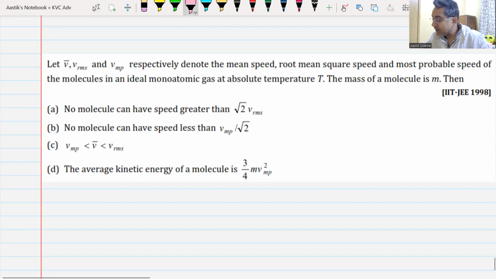No molecule can have speed greater than RMS speed or root 2 RMS speed. Is it correct or wrong? Wrong, sir. No molecule can have speed less than V most probable by root 2. Correct or wrong? Wrong, sir. VMP is less than V average is less than VRMS. Correct or not?